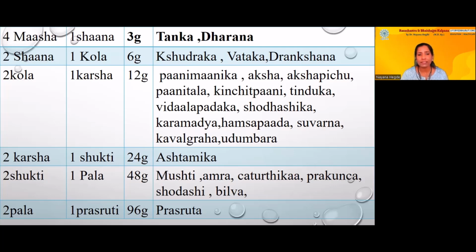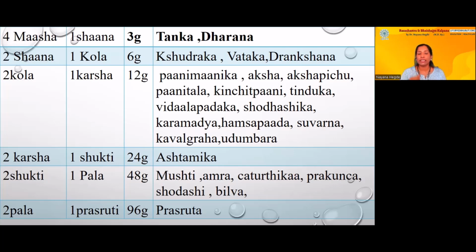Next is for the exam. 2 karsha is equal to 1 shukti, that is 24 gram. The synonym they have given is ashtamika. Ashtamika means the weight of 8 tanka. 1 tanka is equal to 3 grams, 3 into 8, 24, that is Ashtamika. 2 Shukti is equal to 1 Pala. The metric equivalent is 48 grams.